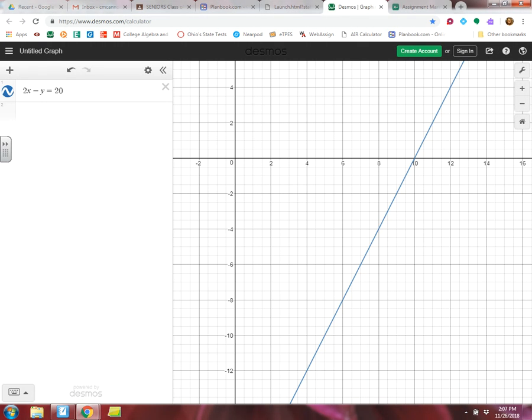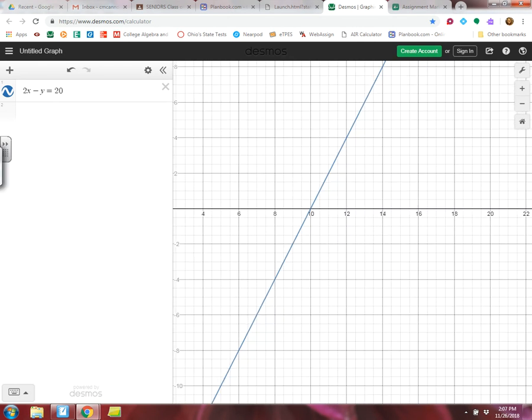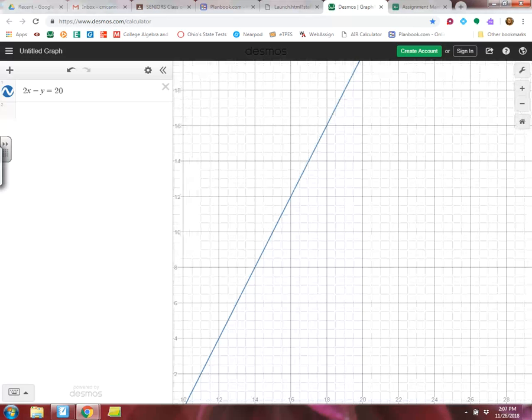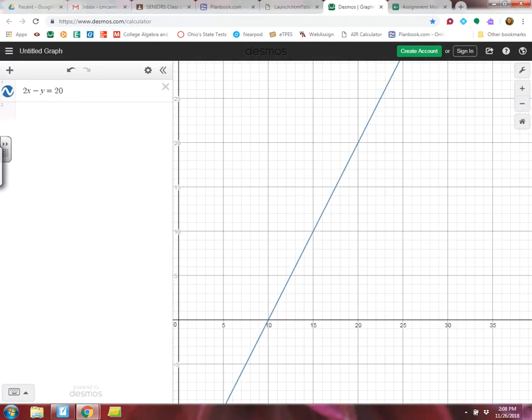Okay, so how many solutions do I need, folks? I need 3 solutions. So can you tell me one? 20, 20. Oh boy, that's way over here. But maybe I should zoom out a little bit. 20, 20. What do you guys think? There it is, right? 20, 20? Okay, write it down.